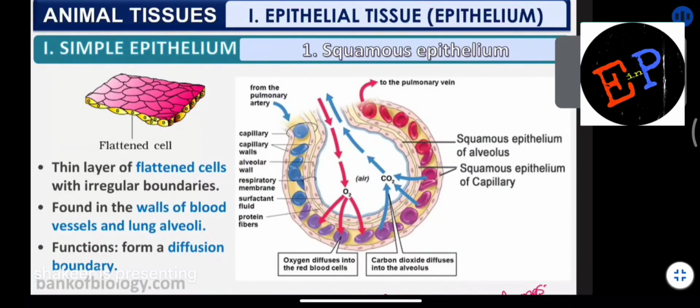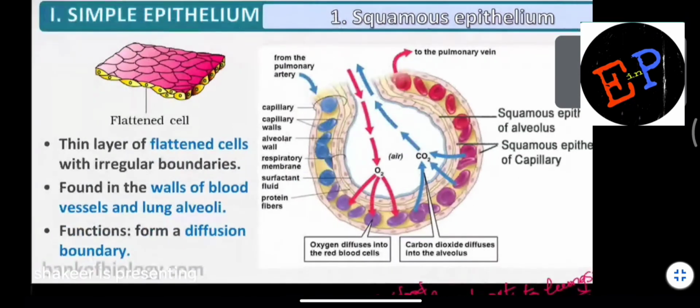So what is squamous epithelium? It is one kind of simple epithelium. So you should not forget this sequence. Are you able to understand? So see, first of all, we are studying squamous epithelium. It is a thin layer of flattened cells with irregular boundaries. It means these cells do not have a particular shape. They are shapeless. So they have irregular boundaries. Squamous epithelium is single layered and doesn't have a particular boundary.